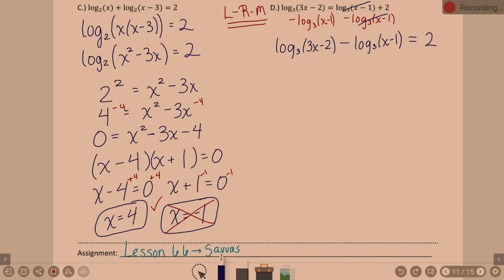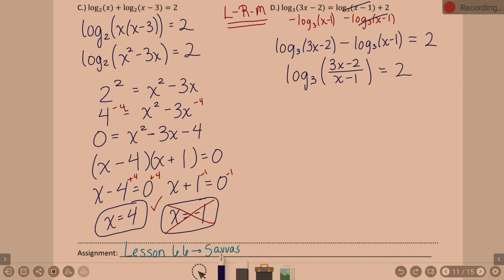Okay. 2 logs being subtracted, rewritten as one log where the insides are being divided. So I can rewrite this. It does sound like the quotient property. Log base 3 of 3x minus 2 over x minus 1. Okay. Quotient property. 2 logs being subtracted can be rewritten as one log with the insides divided.